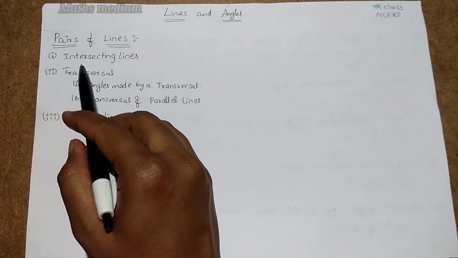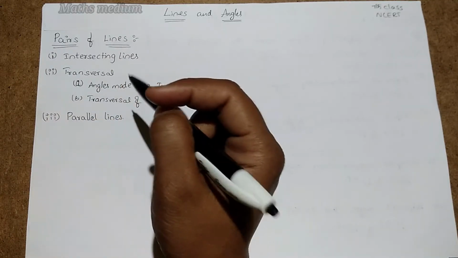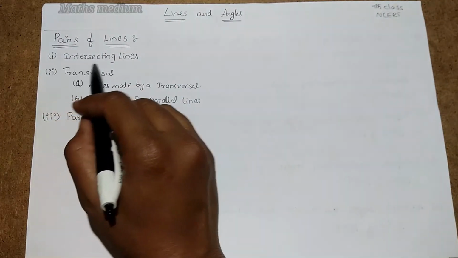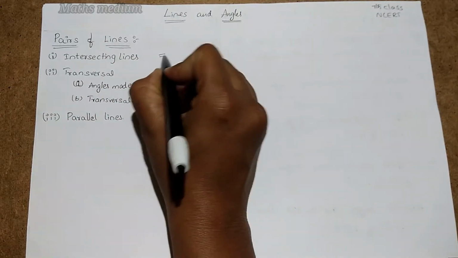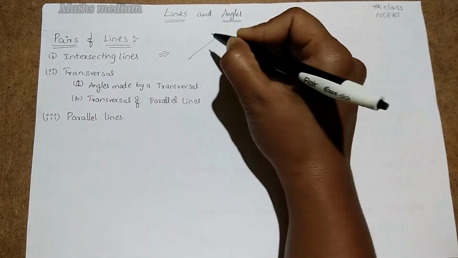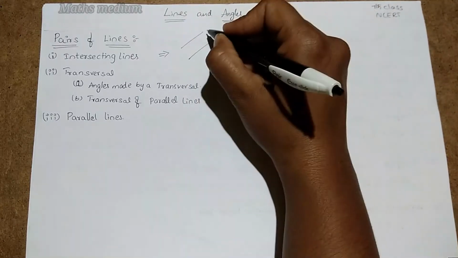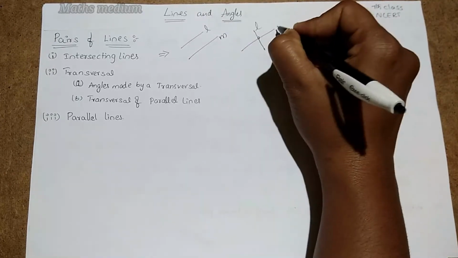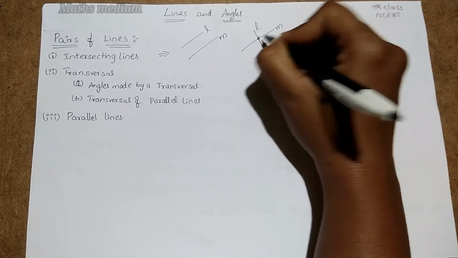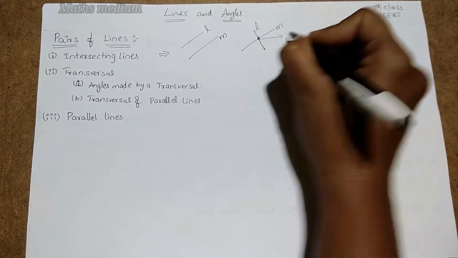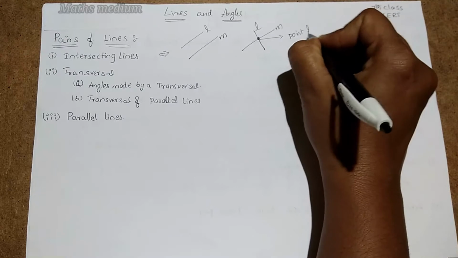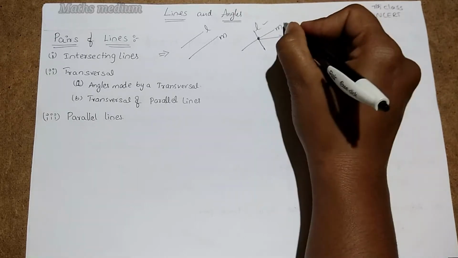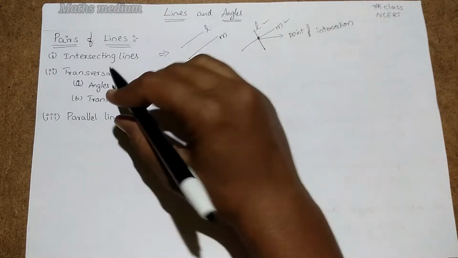Now coming to the intersecting lines. We have three types of lines: one is line segment, another is line, and another is ray. Intersecting lines is nothing but if you take two lines, let them be L and M. These two lines L and M are intersecting. Intersecting at this point is said to be the point of intersection, and these two lines L and M are said to be intersecting lines.